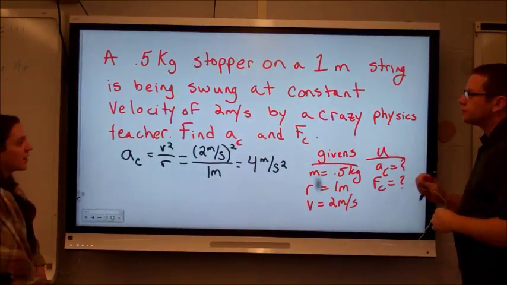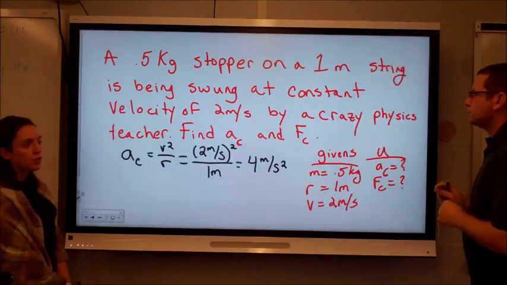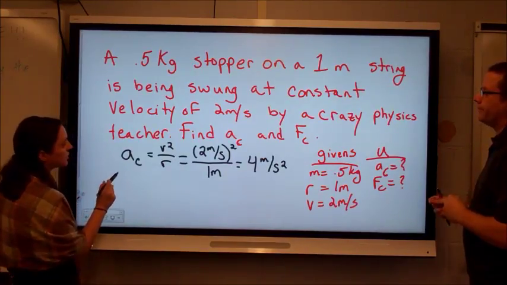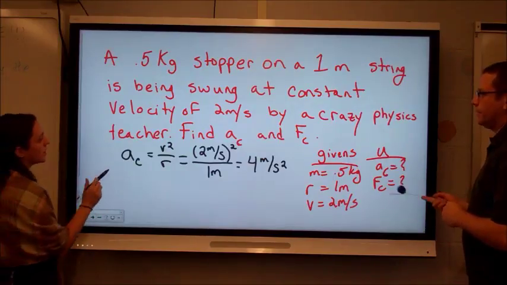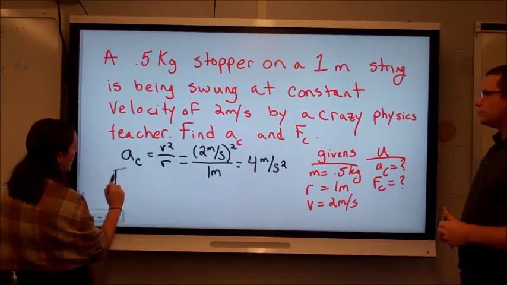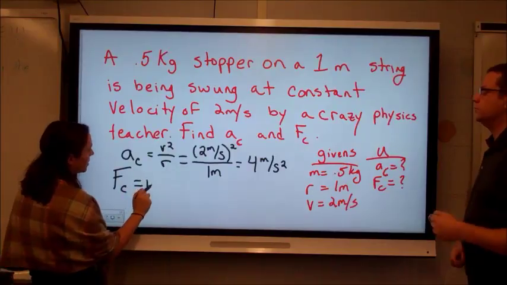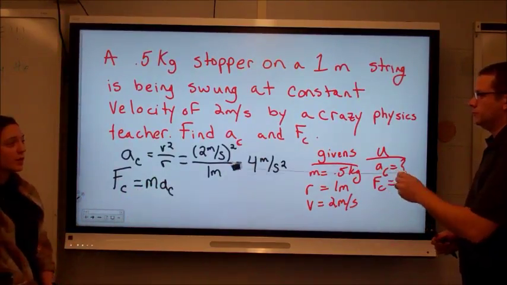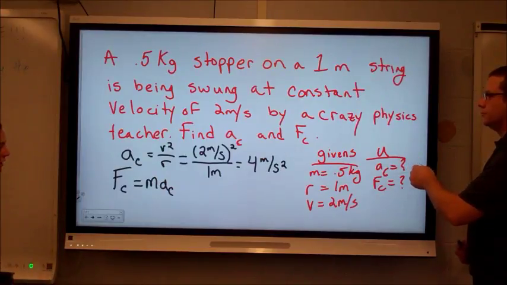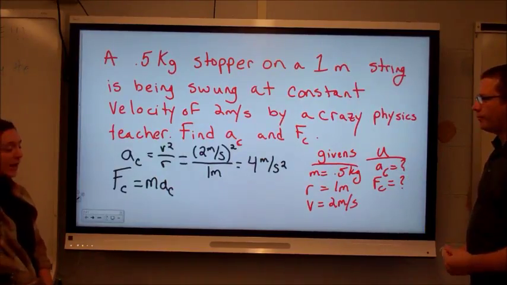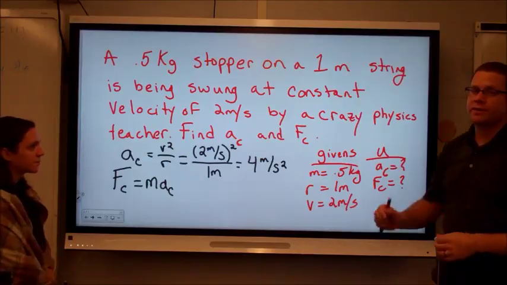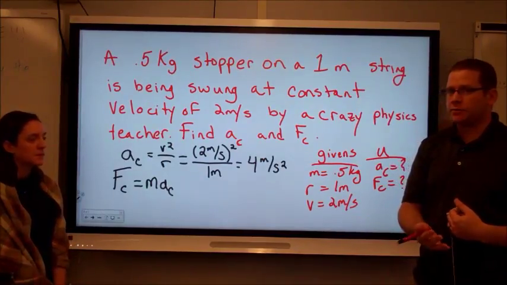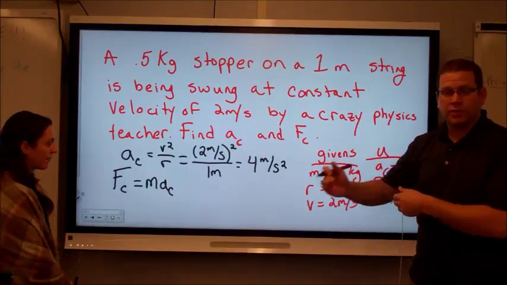And then the next part of our question is asking us to find our centripetal force. So again, the back of your reference table. We just found centripetal acceleration. Back of your reference table, we have Fc equals m ac. Now that formula should look pretty familiar to you because it is very similar to our Fnet formula, which is Fnet equals ma.